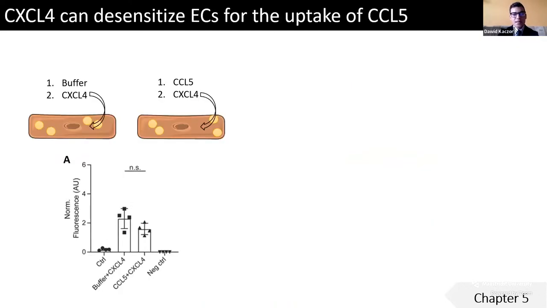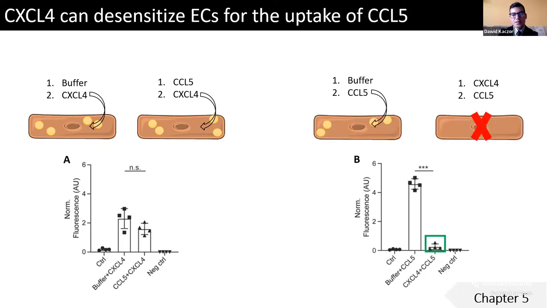Next, we investigated the interdependency of PF4 and CCL5 during endocytosis. Pre-incubation of the cells with CCL5 prior to PF4 did not affect PF4 uptake, as shown on the left. Remarkably, pre-incubation of the cells with PF4 blocked CCL5 entry to the cell, which indicates PF4's ability to desensitize endothelial cells for subsequent uptake of other chemokines.